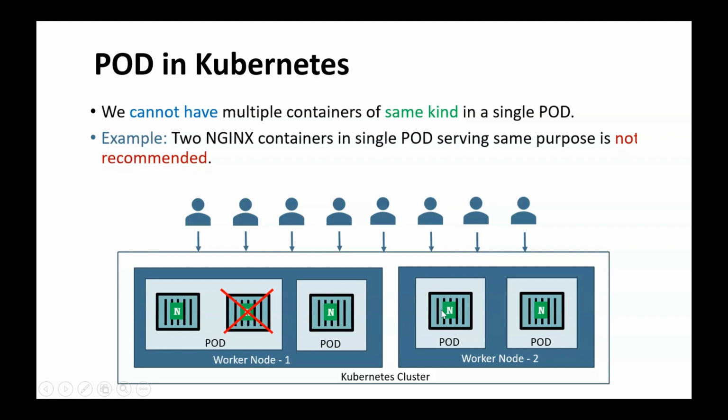Suppose in these pods you have multiple containers with your Nginx web server or whatever front end you have. If this pod is down and you have two or three containers of the same application, then if this pod goes down, your application will go down. So it's recommended to keep your containers in multiple pods.